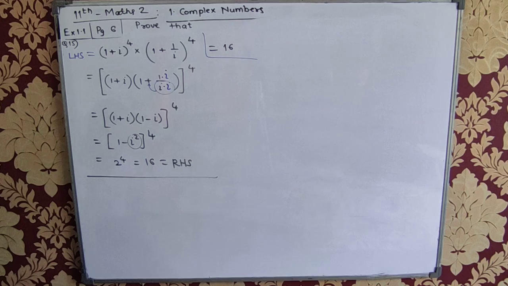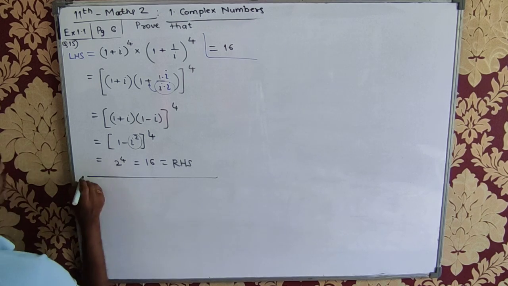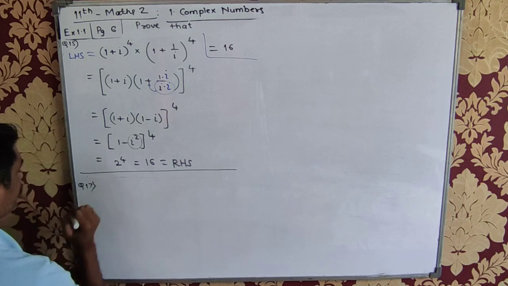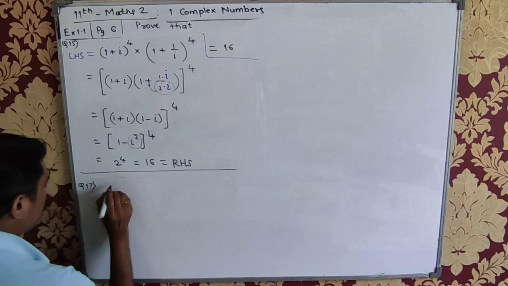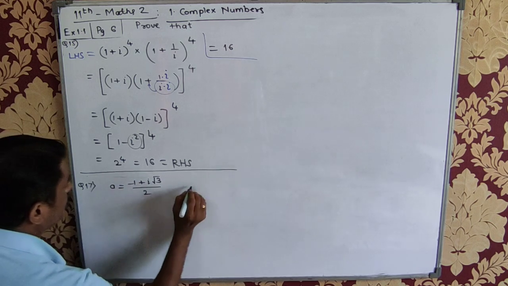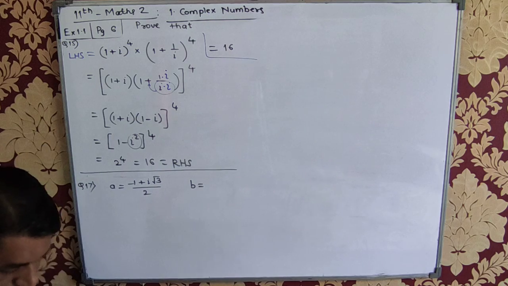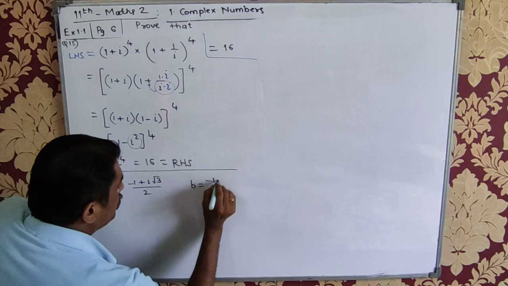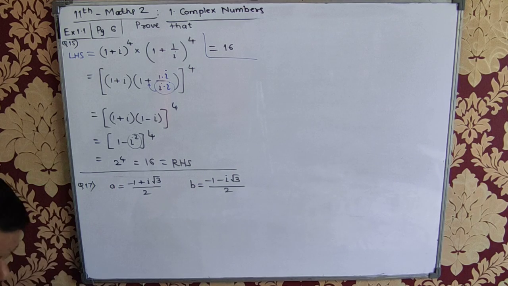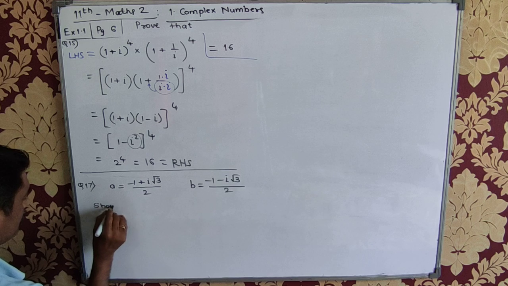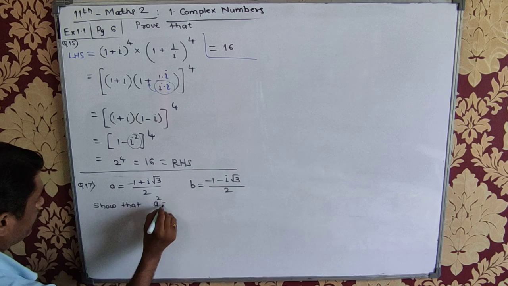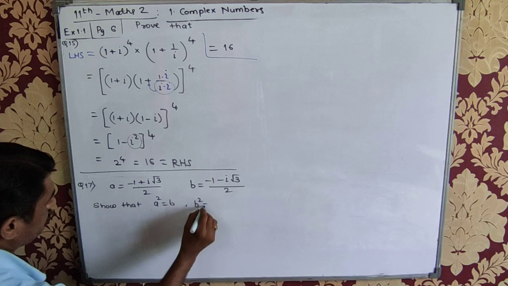Next question. Question number 17. a is equal to minus 1 plus i root 3 upon 2, and b is equal to minus 1 minus i root 3 upon 2. Show that a square is equal to b and b square is equal to a.